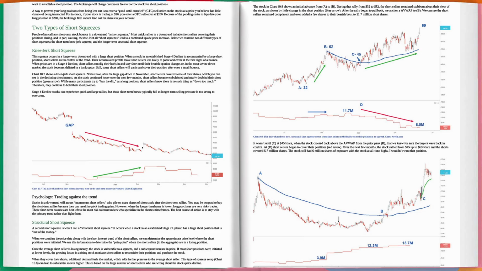It wasn't until C at $45 per share, when the stock crossed back above the AVWAP from the prior peak B, that we knew for sure the buyers were back in control. At D, short sellers began to cover their positions, red arrow. Over the next few months, the stock rallied from $45 up to $69 per share, and the shorts covered 5.7 million shares. The stock still had 6 million shares of exposure with the stock at all-time highs. I wouldn't want that position.